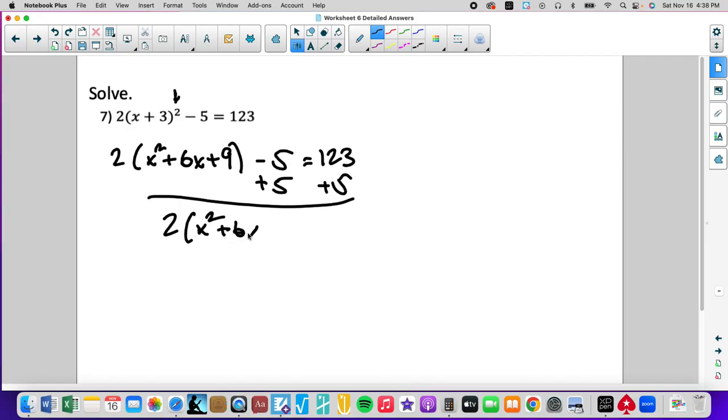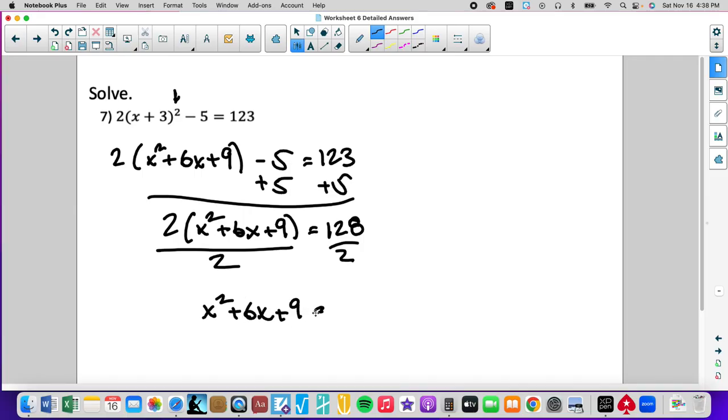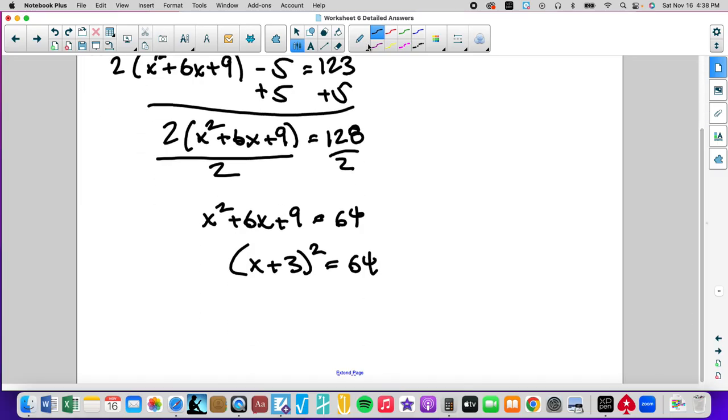Instead of creating more work, 2 times the square equals 128, divided by 2, x squared plus 6x plus 9 is equal to 64. Okay, well, we should have done that. So this is a binomial square. We'll actually turn it back into this, and then we will take the square root of both sides.